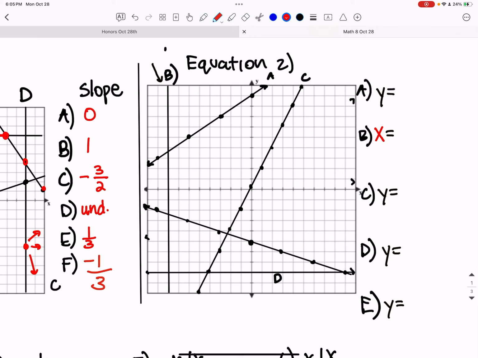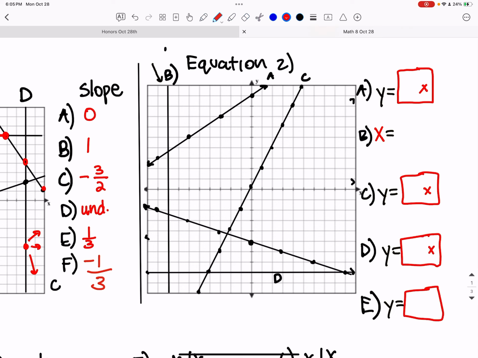Okay, on all the ones that are following the rules, we have to remember that these equations are all my laundry and the baby's laundry. My laundry is the slope. It has the x. The baby's laundry is where it starts. So let's start with A.